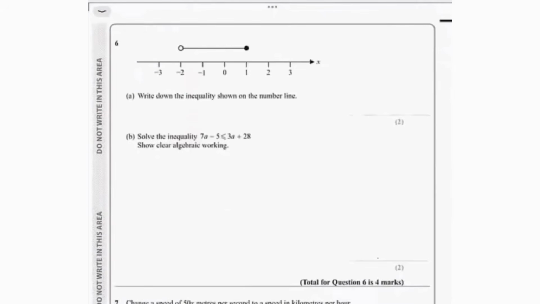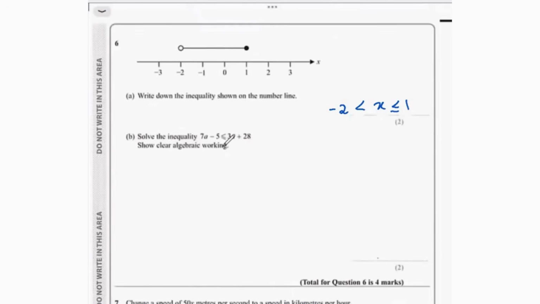Then we have inequalities. So we have a number line. It says write down the inequality shown on the number line. For this, you need to remember that whenever you have a blank dot, that means at that number, the value is not included. But if it's a shaded dot, that means the value is included. So it's going to be x is less than or equal to 1, but greater than -2. -2 is not included in the range, however, 1 is.